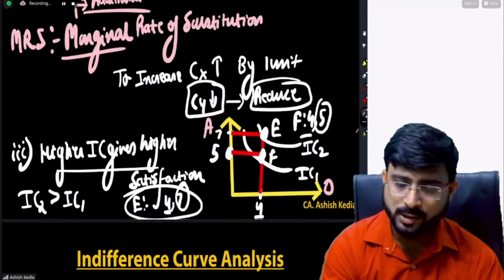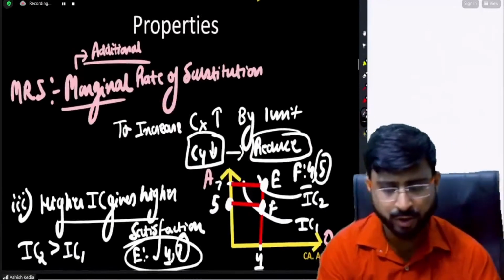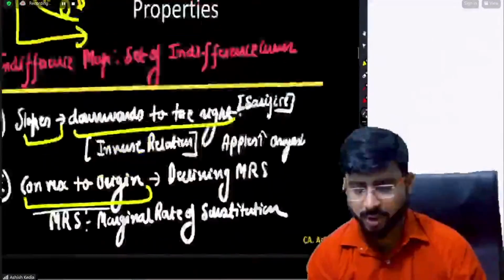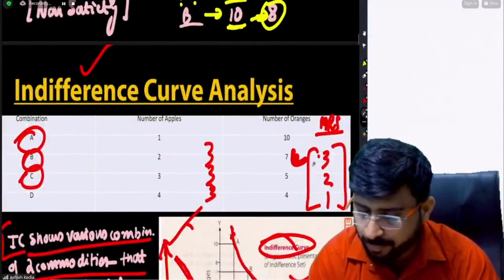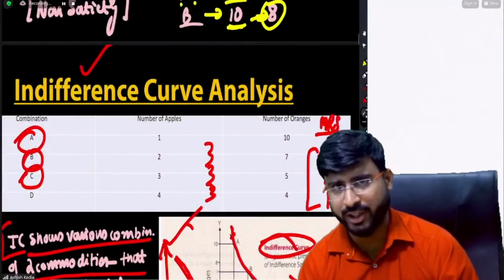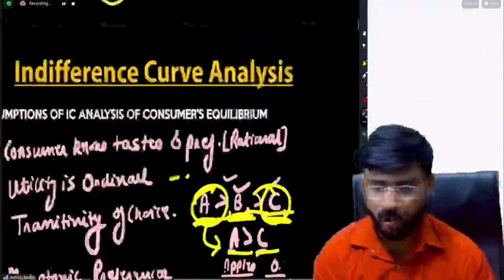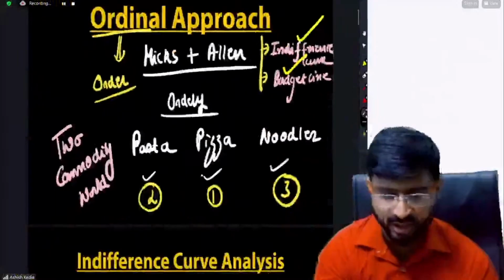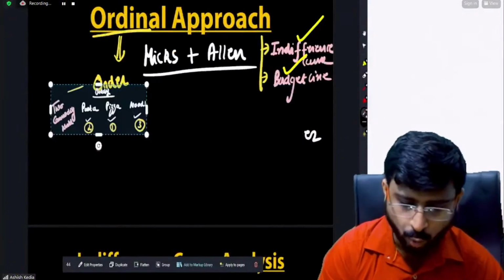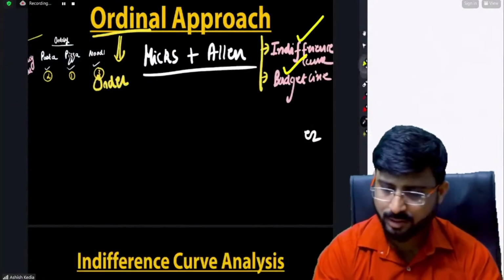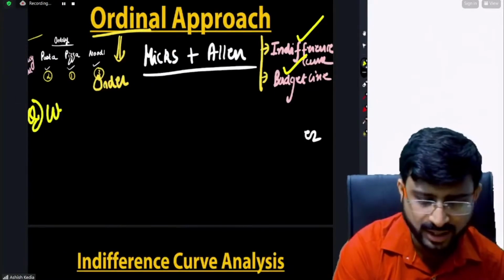So now, this is marginal rate of substitution. Sir, what is marginal rate of substitution? The quantity of a certain commodity you are willing to give up to get 1 unit of other commodity. Write down a question. What is MRS?